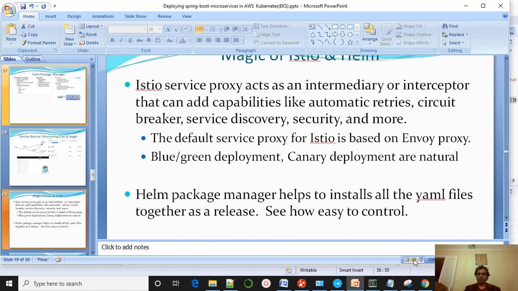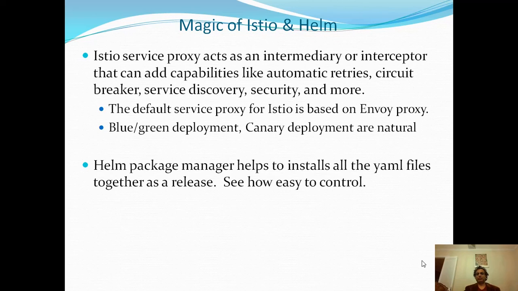Today, I want to talk about a slightly interesting topic, which is called the magic of Istio and Helm. So we are going a little deeper inside Istio and show the power of it. Okay, so at a high level, Istio is a service proxy acting as an intermediary or interceptor, right? That can add capabilities like automatic retries, circuit breaker, service discovery, security, and much more, right?